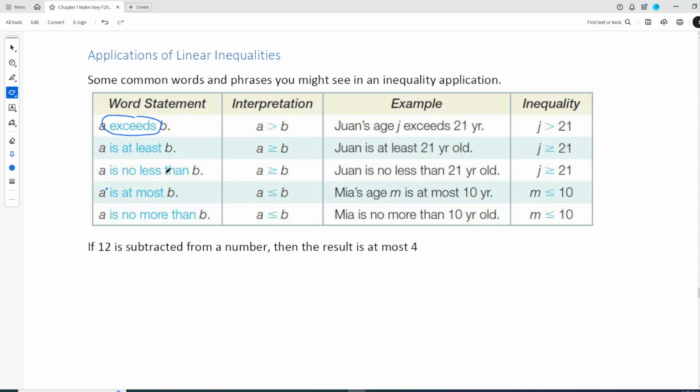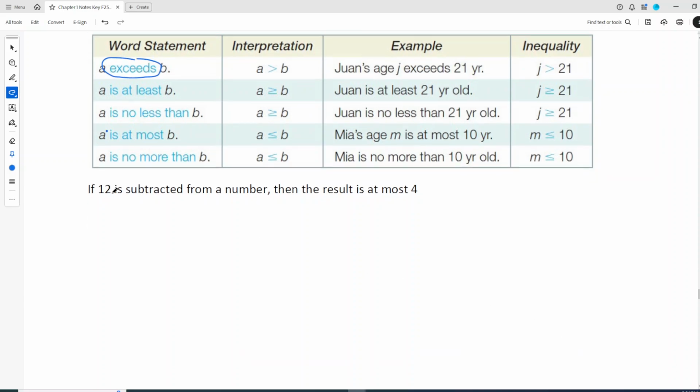Is no less than means that it has to be greater, right? No less than B, greater than or equal to. So Juan is no less than 21, so they're 21 or greater. And then is at most, is M is less than or equal to 10, and is no more than is less than or equal to. Okay, so Mia is no more than 10 years old means that she is less than or equal to 10. So when you see those words, now we're going to just translate these sentences into inequalities.